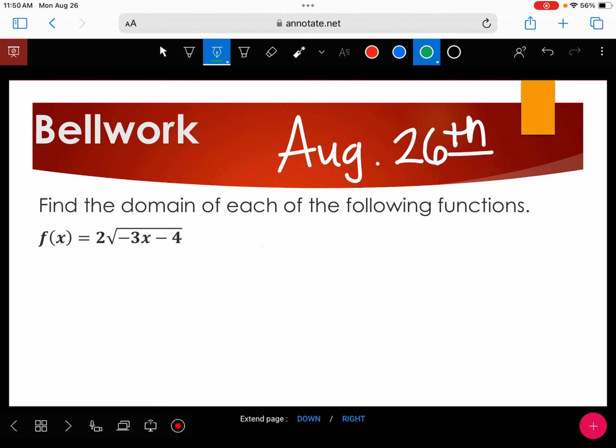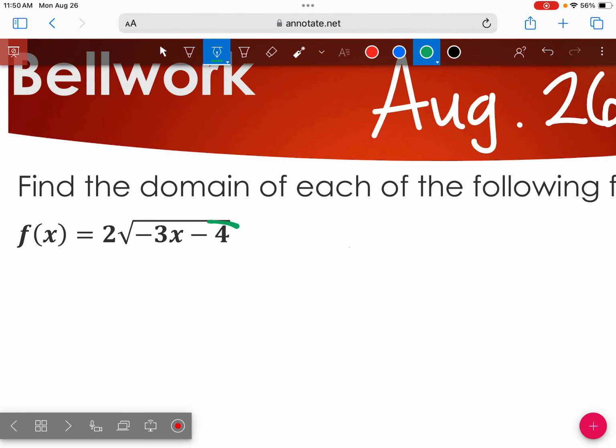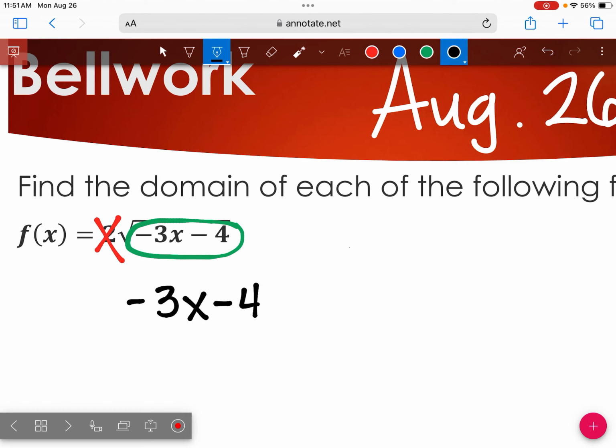So whenever you see a square root, focus on what's under the square root, which in this case is this. This 2 in front has nothing to do with the domain. You can cross out that 2. It's only what's underneath the square root. So that has to be positive, which means it has to be greater than or equal to 0. Positive numbers are greater than 0. Solve that for x.